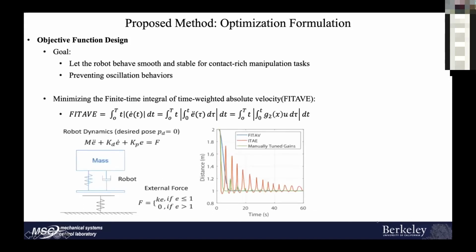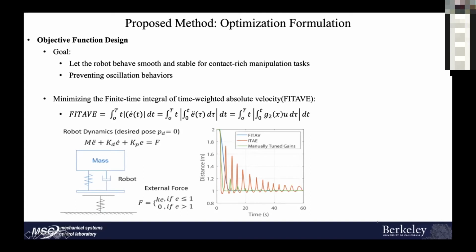So for the objective function, our goal is to let the robot behave smooth and stable for contact-rich manipulation tasks, while at the same time we do not want the robot to oscillate at the surface. ITAE is a very famous method for tuning PID controllers, which is to minimize the integral of time-weighted absolute error. And for contact-rich manipulation tasks, instead of considering a zero tracking error, people care more about the velocity profile, that we want the robot to behave smooth.